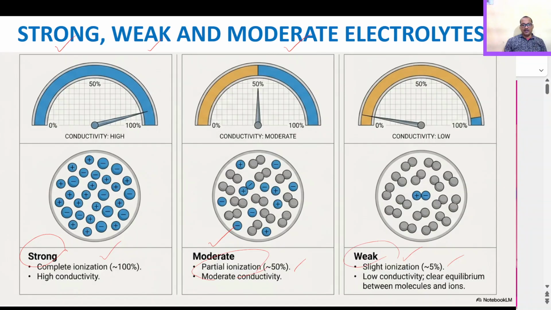called a weak electrolyte. In the case of a strong electrolyte, the conductivity value is very high. In the case of a moderate electrolyte, the conductivity will be moderate, and in the case of a weak electrolyte, the conductivity of the solution will be low.